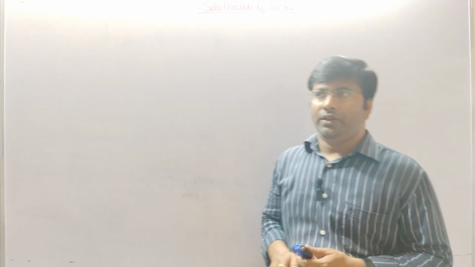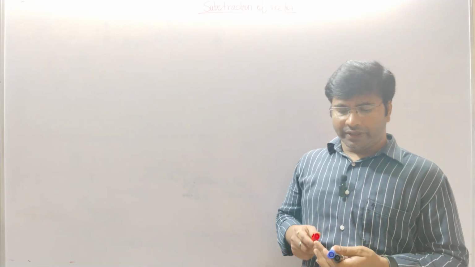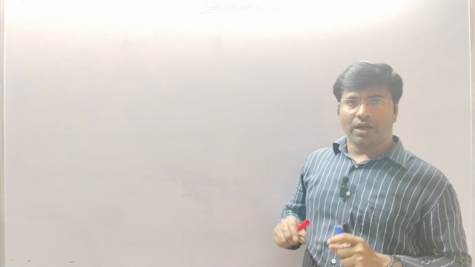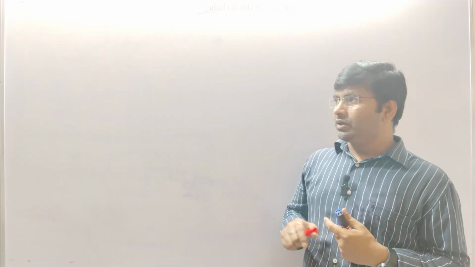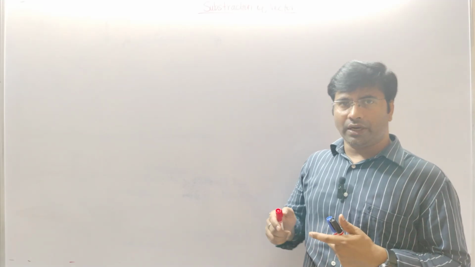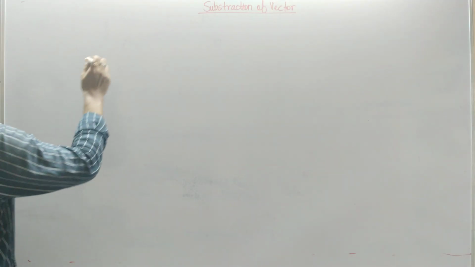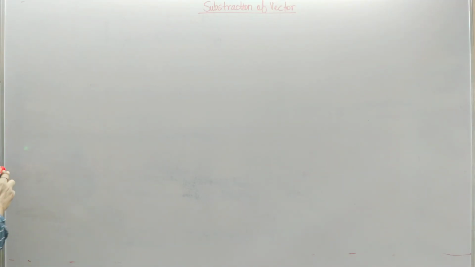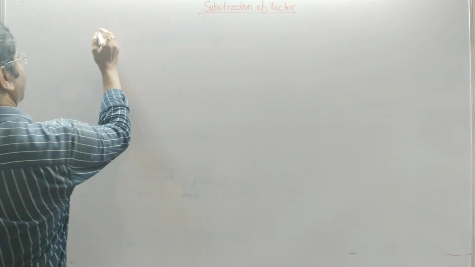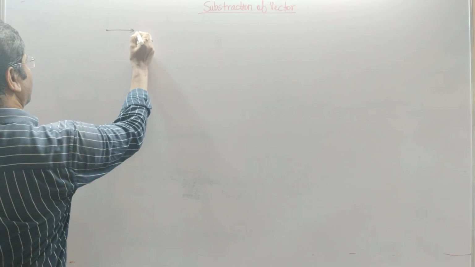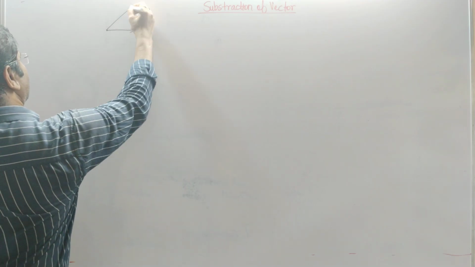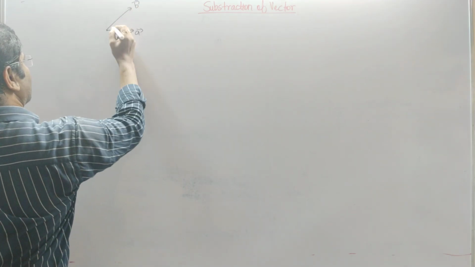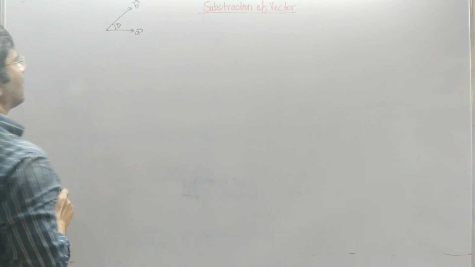Hello everyone. In this lecture we are going to learn about subtraction of vectors. If two vectors are given, then how to subtract them, meaning subtraction of one vector from another one. Okay. So here in subtraction of vectors, let's assume vector A and vector B are acting at a point like this. This is vector A. This is vector B, and both are making angle theta here.